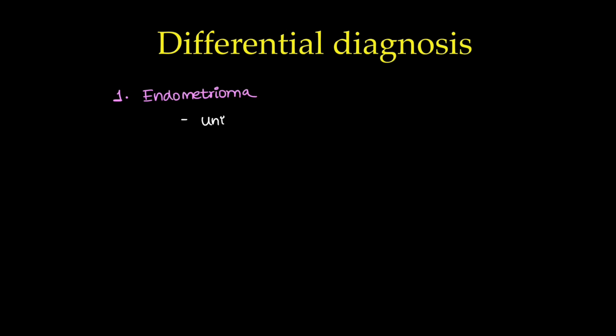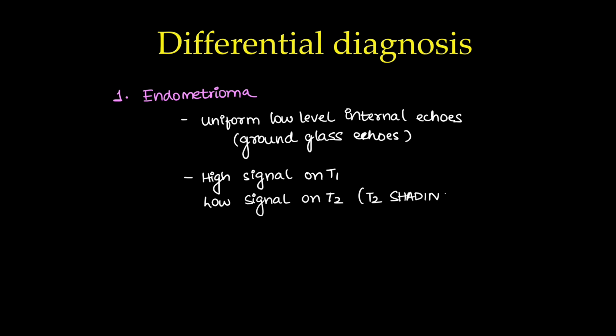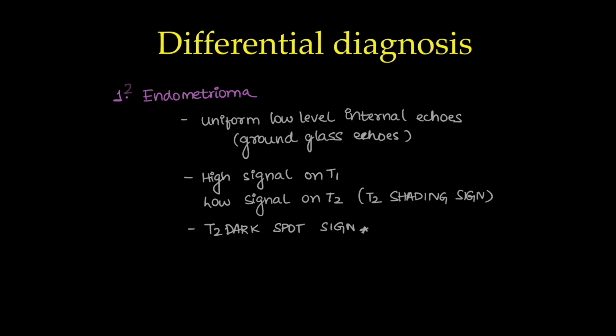Classic differential diagnosis is endometrioma, we discussed in detail, which shows uniform low level internal echoes, or also called famously as ground glass internal echoes. They show high signal on T1 weighted imaging and low signal on T2 weighted imaging, that is T2 shading sign, exactly opposite to the hemorrhagic cyst. Also we can see T2 dark spot sometimes.